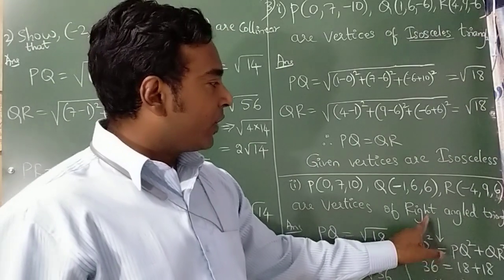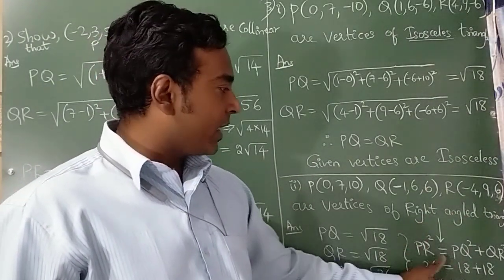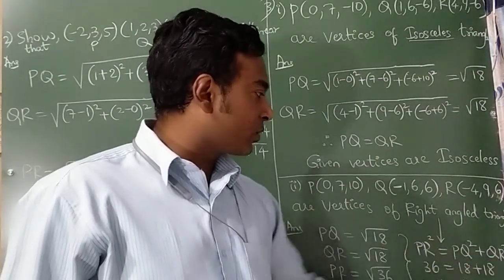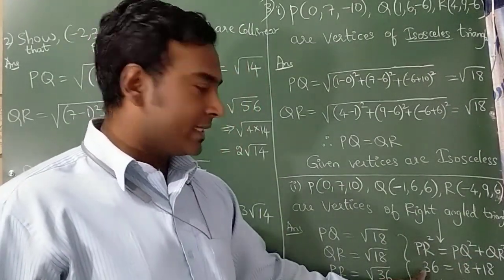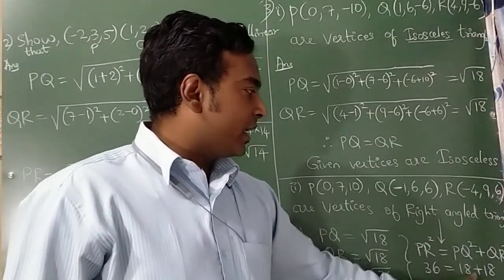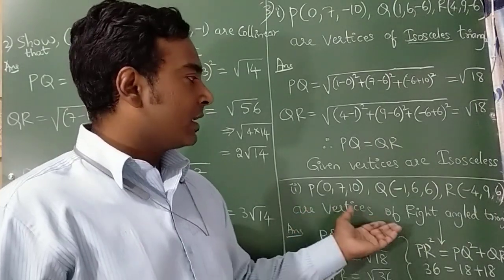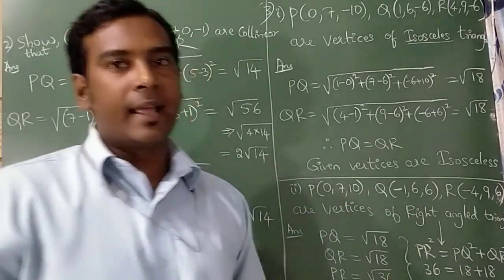So what is the formula for a right angled triangle? It is hypotenuse square, that is PR square is equal to PQ square plus QR square. So PR, how much have I got? 36. PQ is how much? 18 plus 18. So 18 plus 18 is 36. So the given vertices can form a right angled triangle.